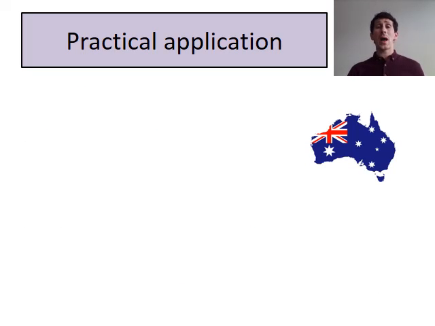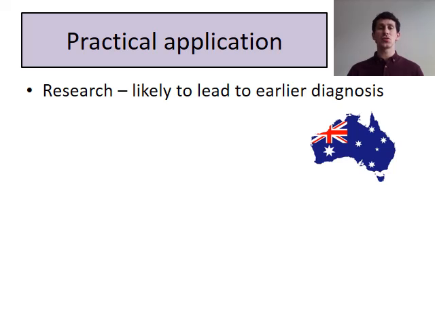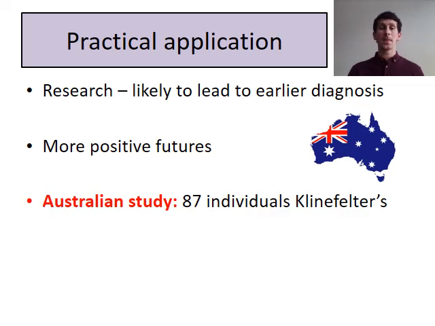So there are practical applications to researching and understanding these particular syndromes. Research is far more likely to lead to earlier diagnosis, which will result in far more positive futures for people with Klinefelters and Turner syndrome.